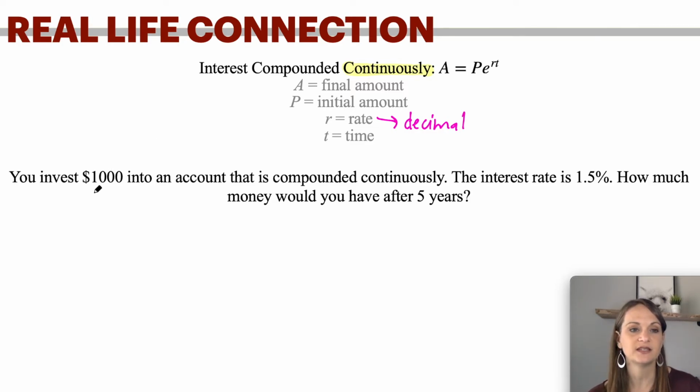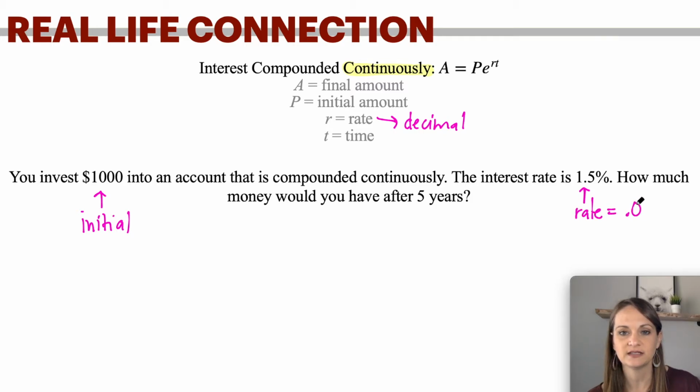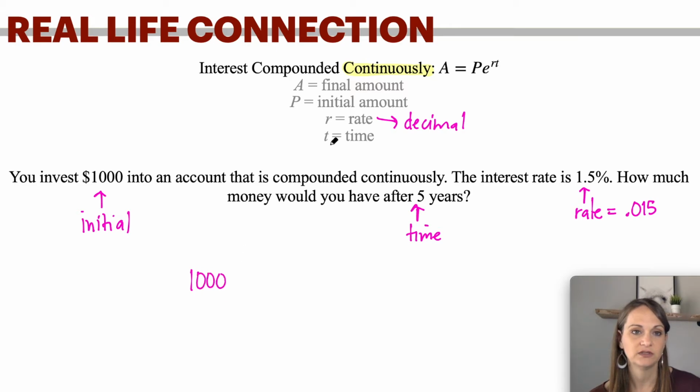So for example, you invest $1,000, okay? That is your initial amount that you're investing, compounded continuously, obviously, because we're using the formula. Here's the interest rate, but you've got to rewrite it as a decimal. You can't put 1.5 in r. It has to be 0.015. And then this is automatically going to be your time. So your initial is P, e raised to the rate times time. So e is going to be 0.015 times your time.